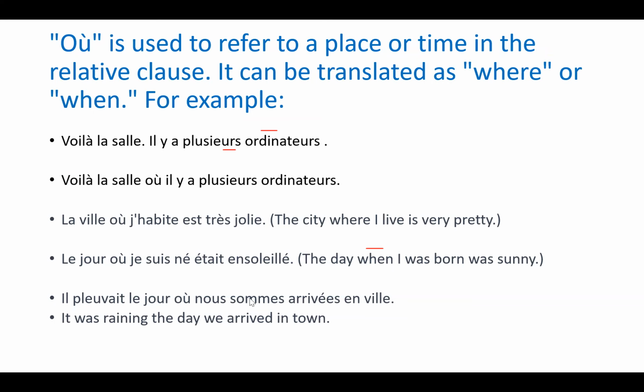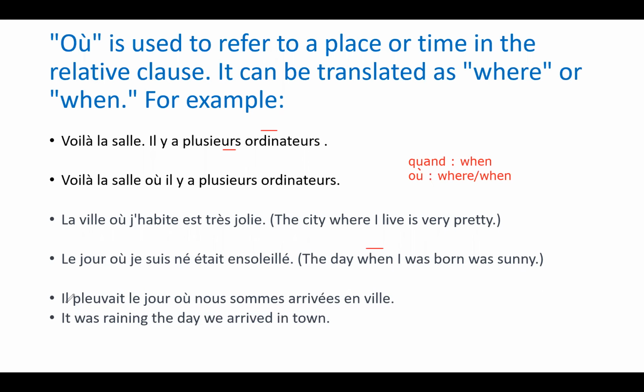Okay, so that is when I was born. Here we are not using quand, here we are using où. Quand is also when, but it's not a relative pronoun. Où is a relative pronoun, that is where or when. It has two meanings. So here the sentence says le jour où je suis né était ensoleillé, that is, the day when I was born was sunny.